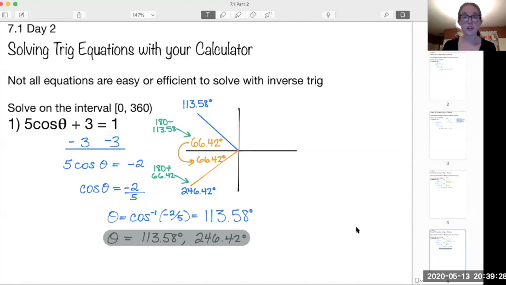So we got our final answers without a lot of work, but it can be very tempting to forget that you don't know the reference angle when you do inverse cosine of a negative, and it can be very easy to make a mistake with finding that second solution.